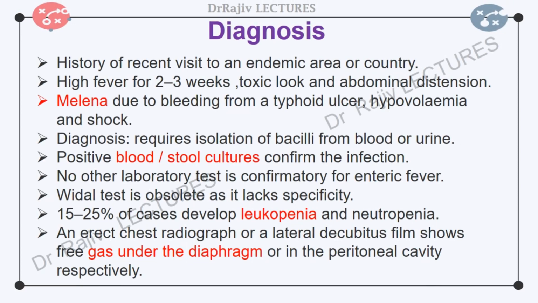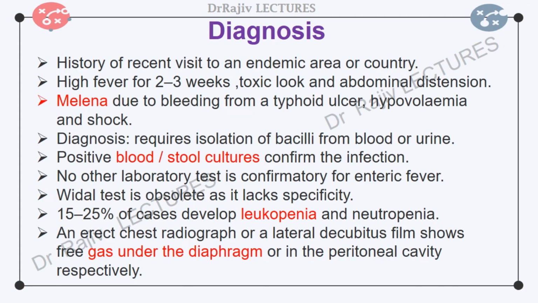Typically, there may be a history of recent visit to an endemic area or country. Patient suffers from a high temperature for 2 to 3 weeks with a toxic look and abdominal distension due to paralytic ileus. He may have melena due to bleeding from a typhoid ulcer, which, if severe, may lead to hypovolemia and shock. The definitive diagnosis of enteric fever requires the isolation of Salmonella typhi and paratyphi from blood, bone marrow, rose spots, stool, or intestinal secretions.